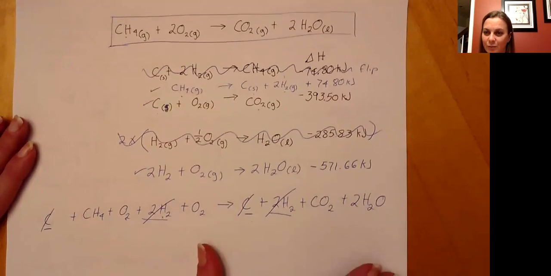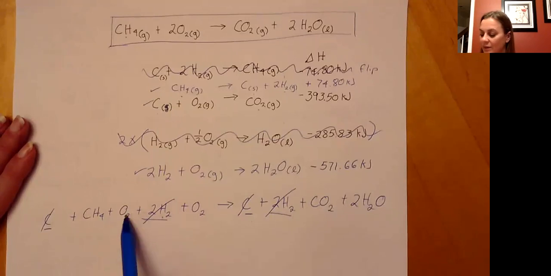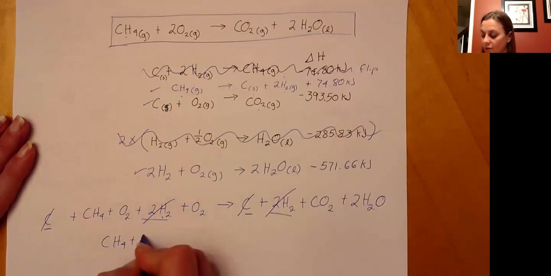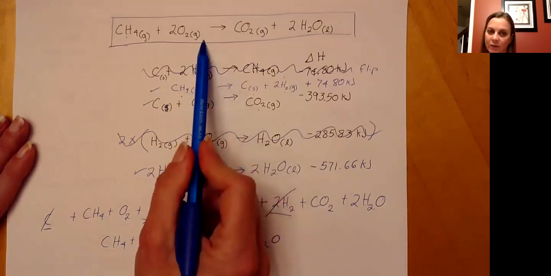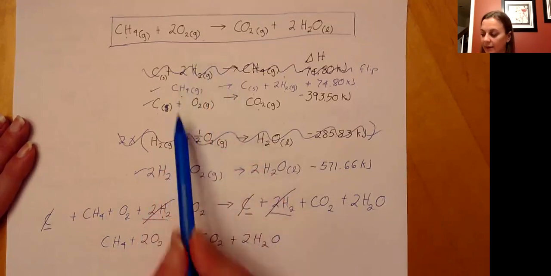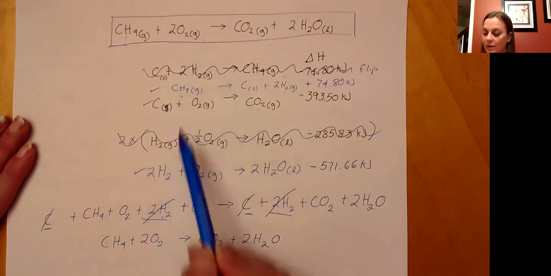I'm just simplifying and combining like terms. This has become an algebra problem now. Now these 2 oxygens I'm going to combine together. So I have CH4 plus 2O2 yields CO2 plus 2H2O. And I can see that I now have my target reaction just by adding up these 3 equations.